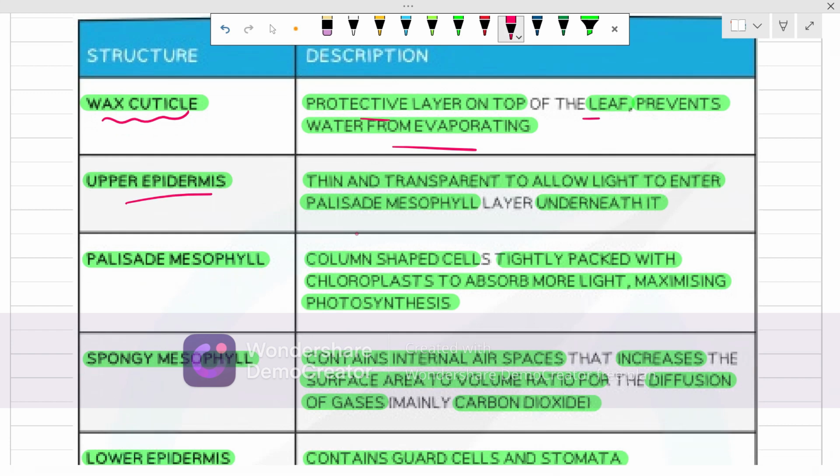Then we have the upper epidermis. The upper epidermis is thin and transparent to allow light to enter the palisade mesophyll cells underneath it. Right underneath the upper epidermis, we have a bunch of palisade mesophyll cells. This is why it is transparent, so light can enter and the plant can photosynthesize. The palisade mesophyll cell is a column-shaped cell tightly packed with chloroplasts to absorb more light, maximizing photosynthesis.